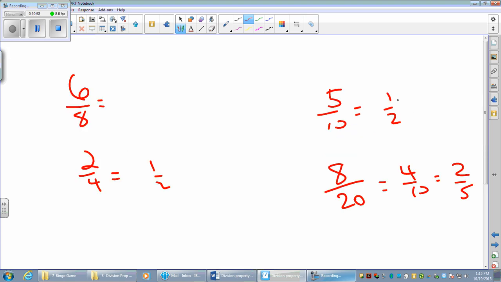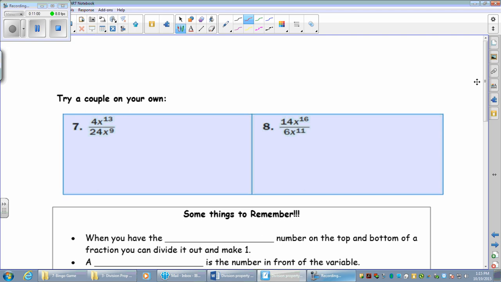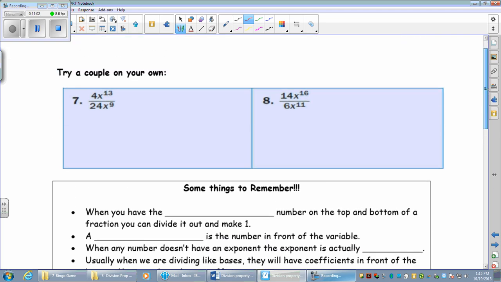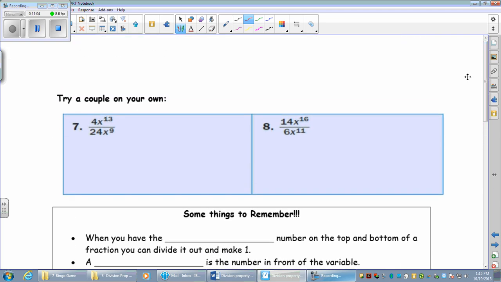On the next page, I have 2 for you to try. Would you please try both of these for me? Pause your video, and when you're done, unpause it to check.